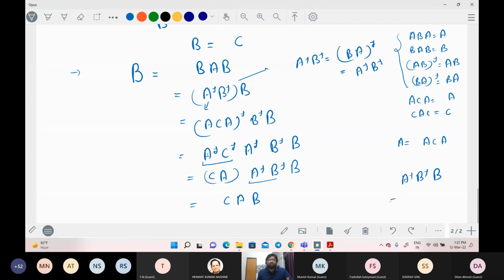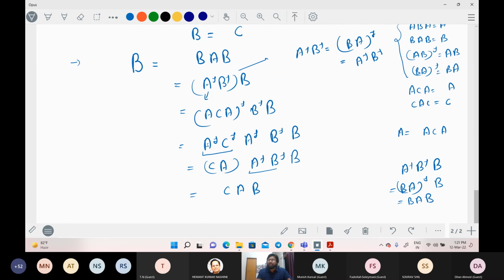What we can write? This is equal to BA star B. Once again we know that BA star is equal to BA, because B is the Moore-Penrose inverse of A. So this is equal to BAB. And since BAB is equal to B, in place of this I can write B. So here I have written B equal to CAB. This we have done.